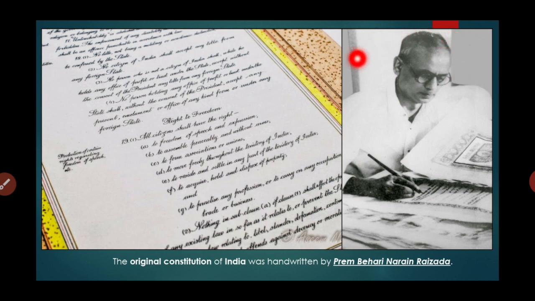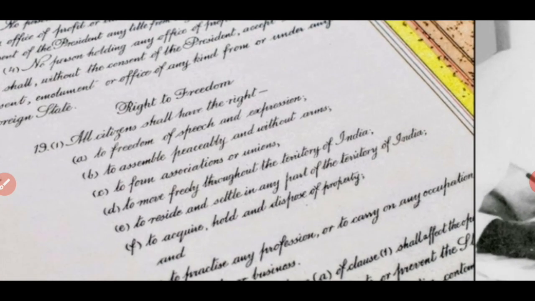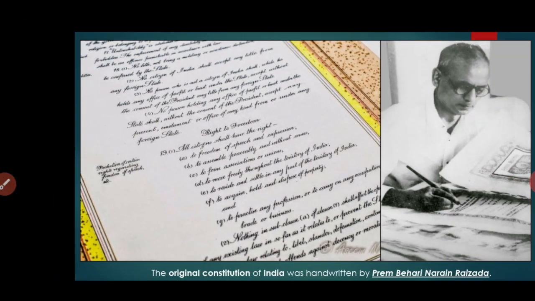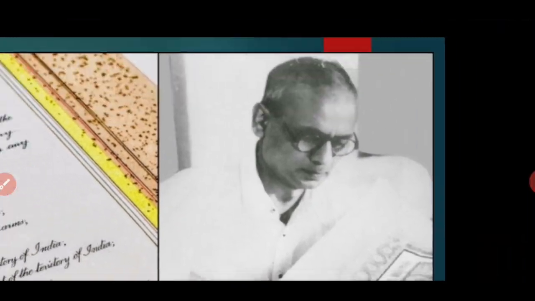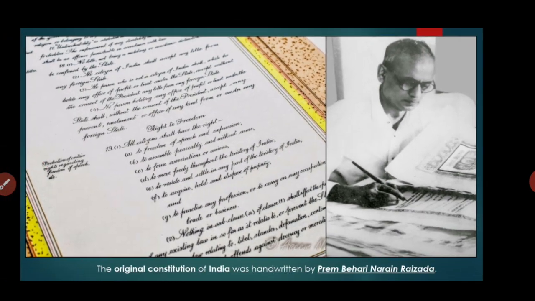This question has come many times: who actually wrote the Constitution of India? Prem Behari Narain Raizada was the one who wrote the Indian Constitution by his hand. His writing was really good. You can see in this picture, you can zoom in also. See this Article 19, and he is the person who has written it.